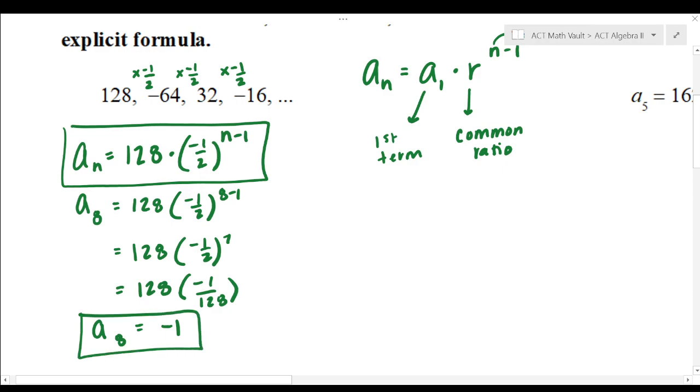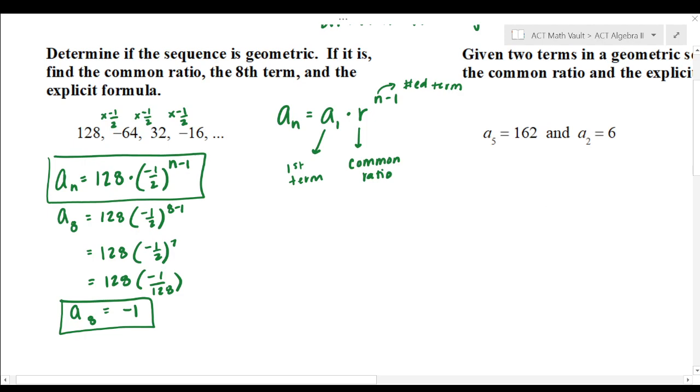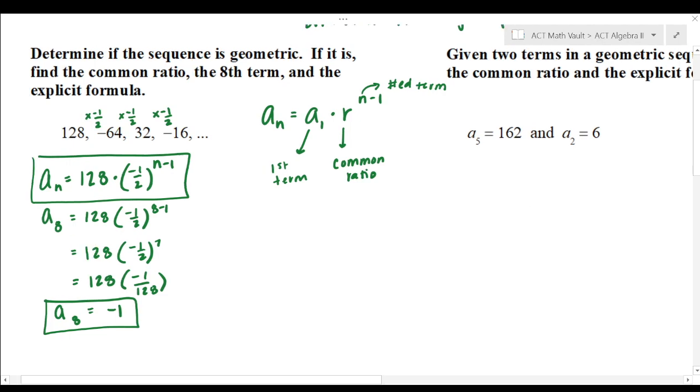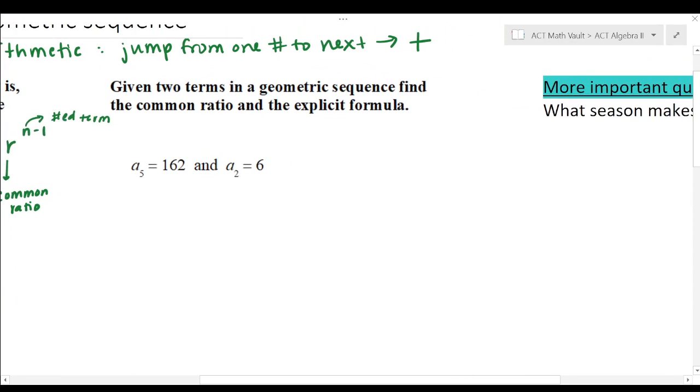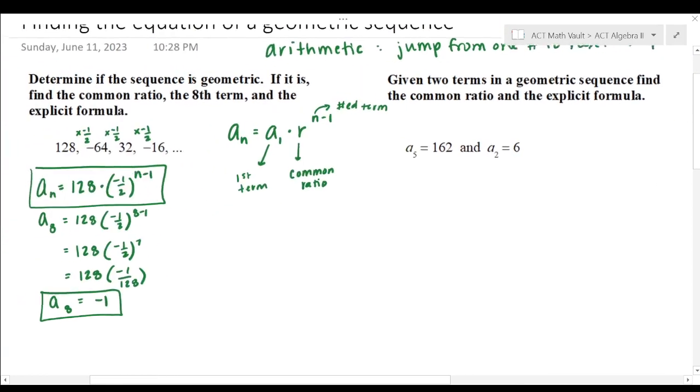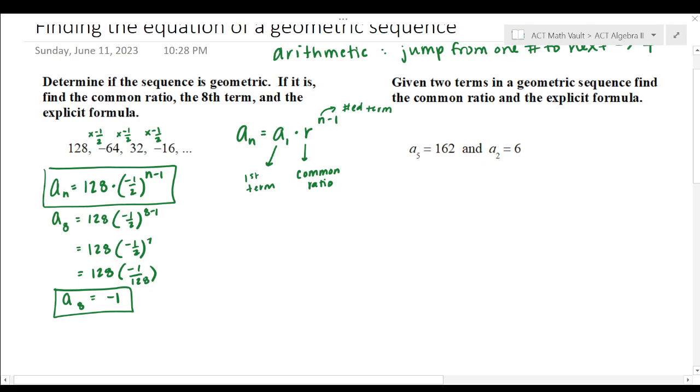So these formulas will help you find any term you need. The second problem is a little bit harder. We have to figure out the formula given not the first term and not the common ratio, so we have to figure it out some other way. But we know that if we are going to write the formula, eventually we'll need these pieces of information.